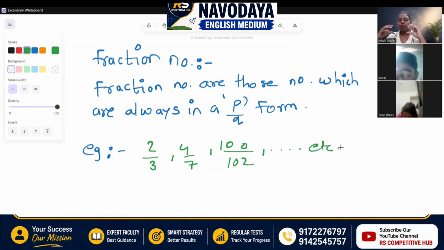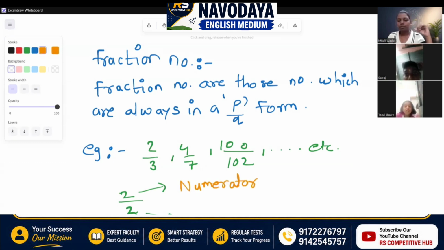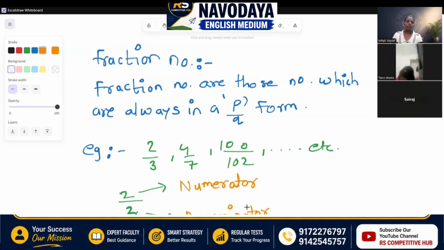All of the numbers which are always in a p by q form, those numbers are known as fraction numbers. In p by q, that is 2 by 3, the upper part is always known as the numerator, and the downside is the denominator. These are the important points: which is the numerator and which is the denominator. They will directly ask you which is the denominator in a fraction, for simplifications. So this is all for fraction numbers.